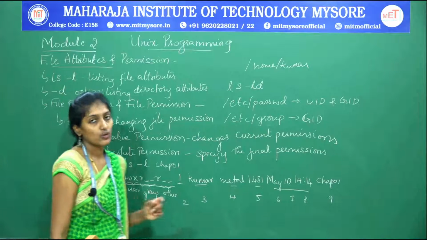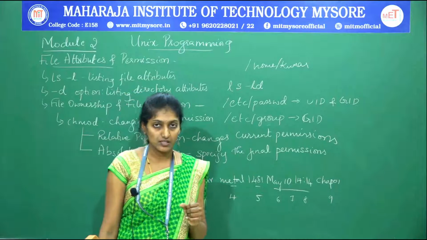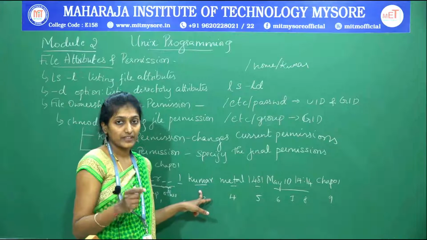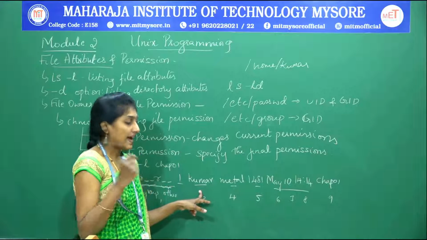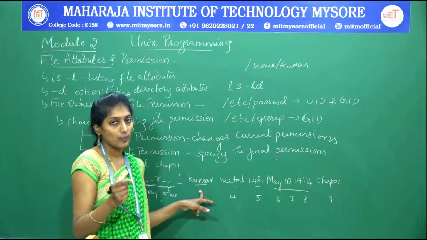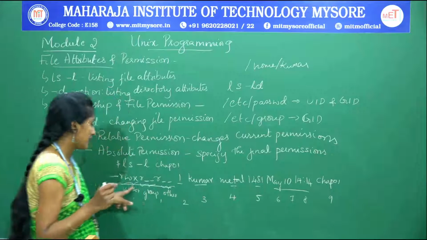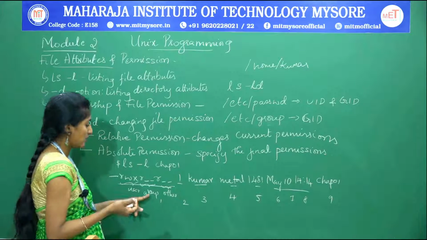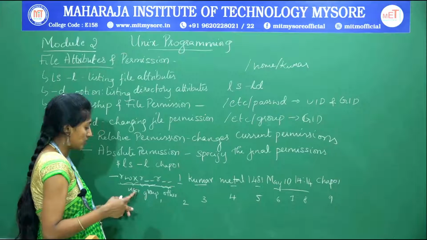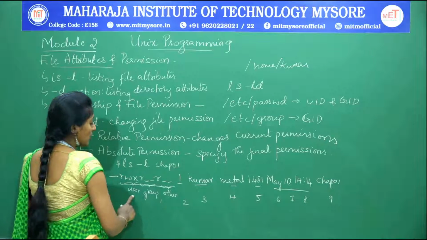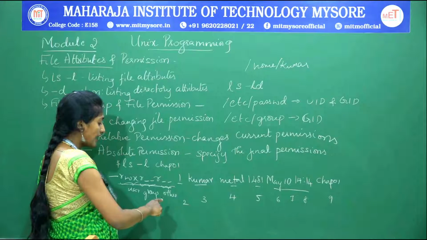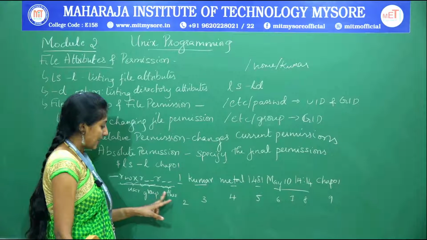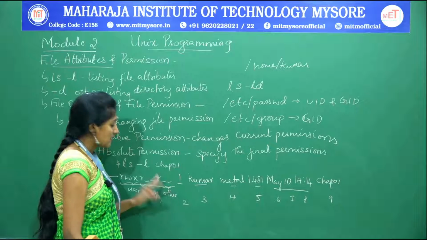So this follows a 3-tier system, a 3-tier access protective permission for accessing files within the Unix file system. What does the 3-tier system refer to here? It refers to user, group and others. User is one category, group is another category, and others is another category.